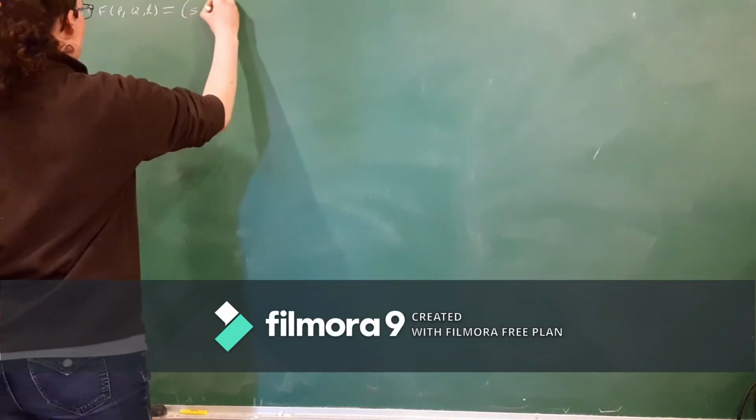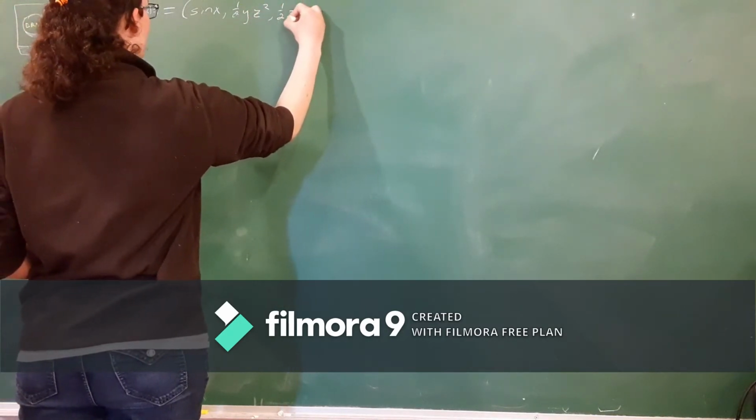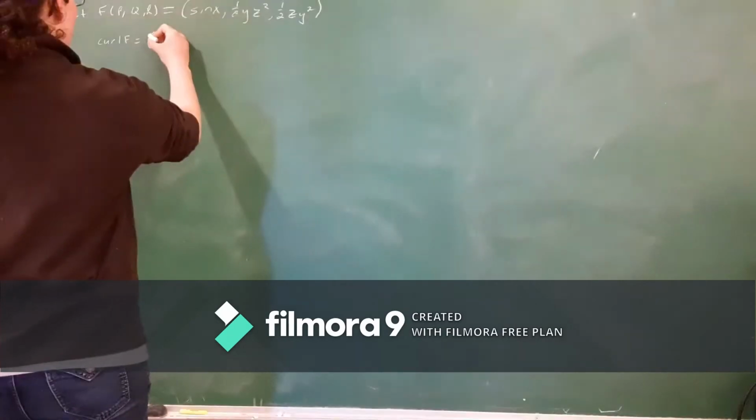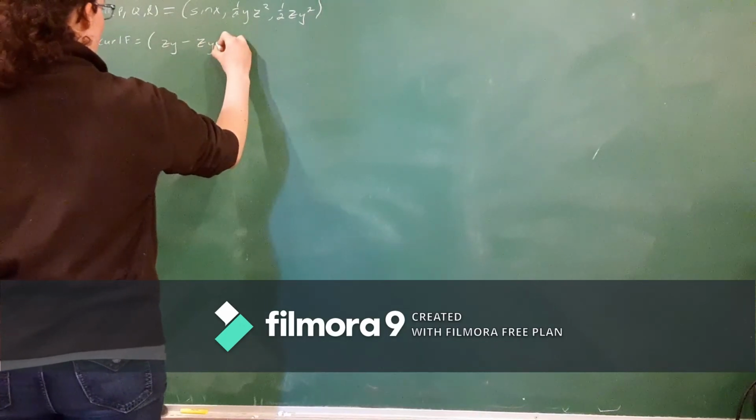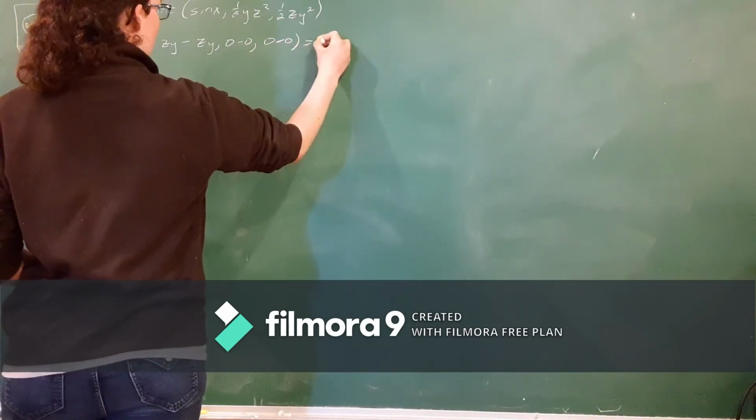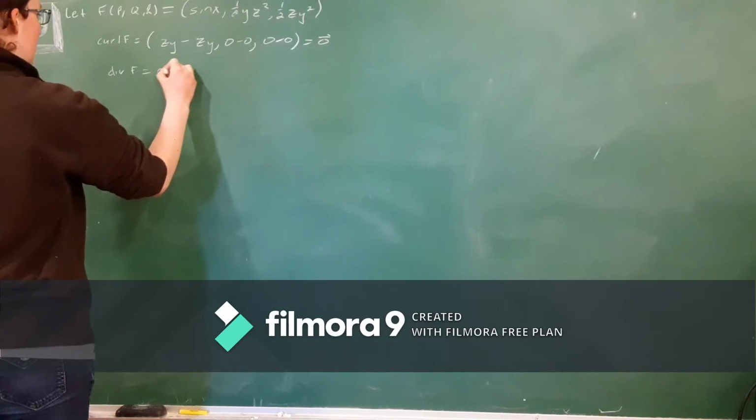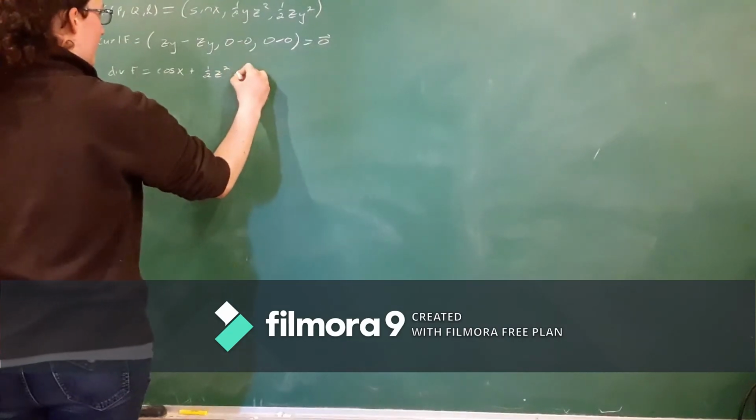Let F(P, Q, R) equal (sin x, (1/2)yz², (1/2)zy²). The curl of F is equal to (zy minus zy, 0 minus 0, 0 minus 0), which is equal to the 0 vector. The divergence of F is equal to cos x plus (1/2)z² plus (1/2)y², which is not equal to 0 everywhere. So F is irrotational but not incompressible.